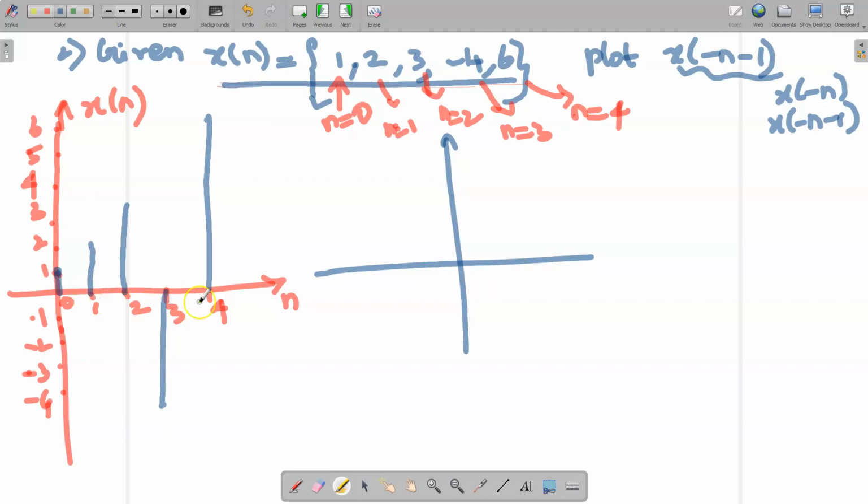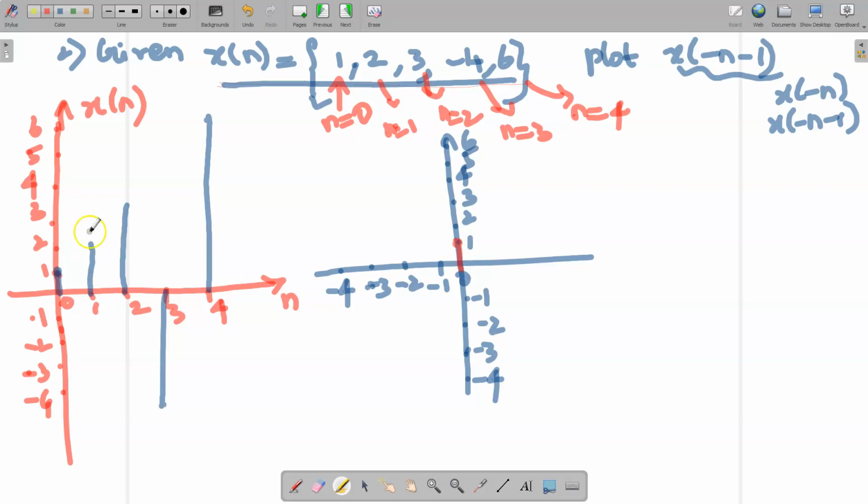So, here 0, 1, 2, 3, 4 I have. So, I have 0, minus 1, minus 2, minus 3. I will have minus 4 here, okay, and then the amplitude remains same. So, 1, 2, 3, 4, 5, 6 I will have. Similarly, the negative side minus 1, minus 2, minus 3 and then minus 4.